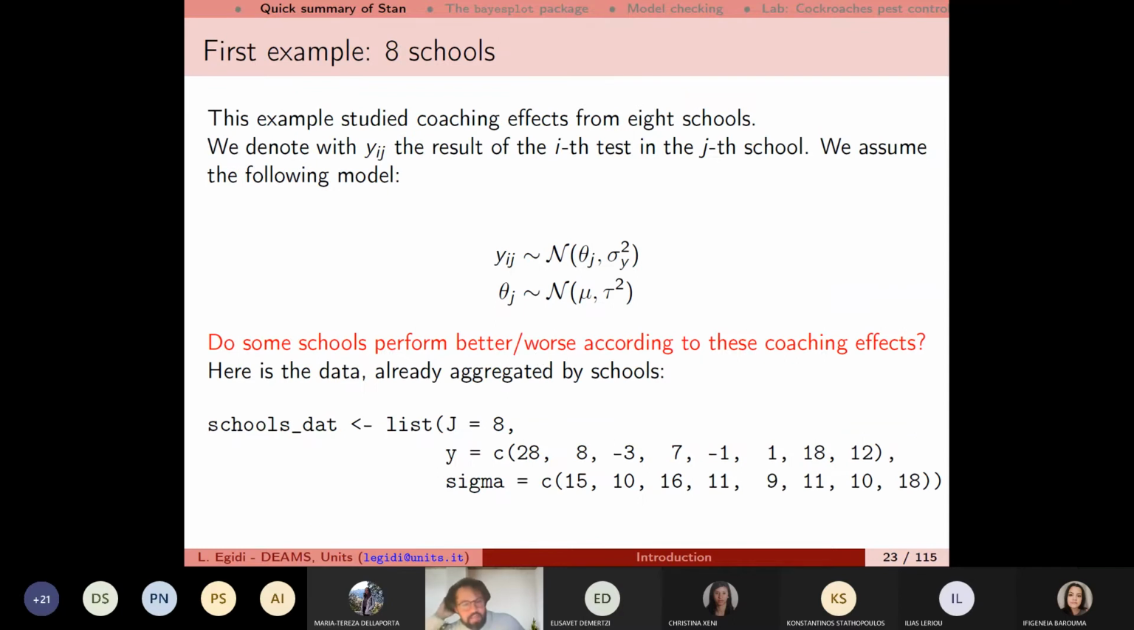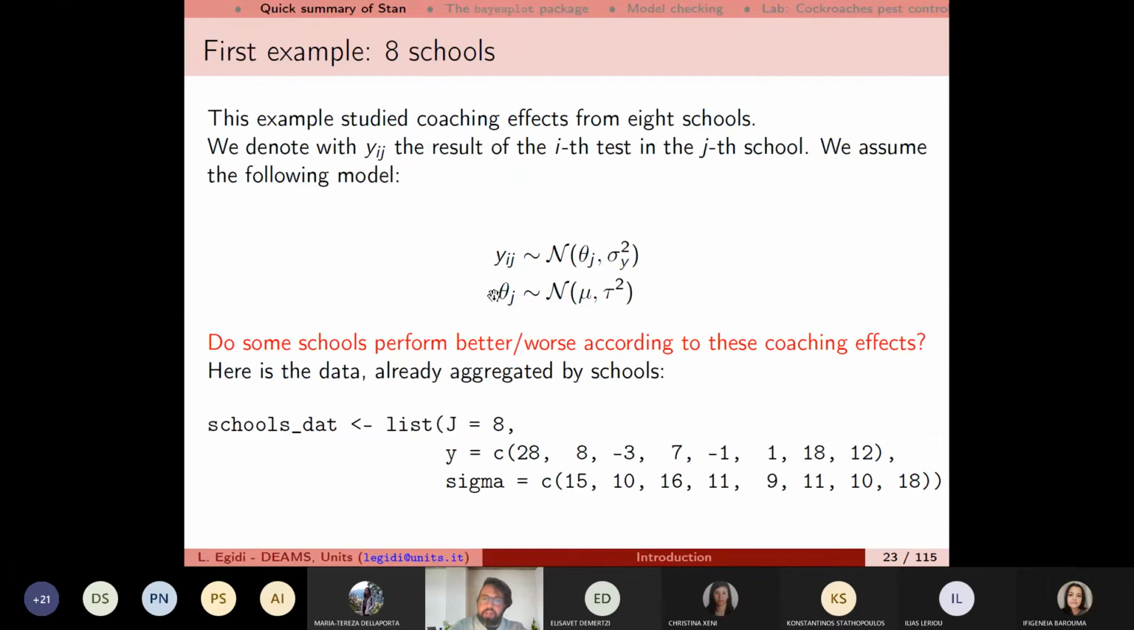Let's start with a very rough example. This is usually adopted by the Stan community to explain how Stan somehow works, but also to explain some very initial but very, very useful stuff. So this is the 8 schools example. This example studied the coaching effects from 8 schools. So each school had a different coaching effect, and we want to observe the result of the test in the j-th school. In some sense, we want to check whether some schools perform better or worse according to these coaching effects. Of course, the coaching effects are unobservable.